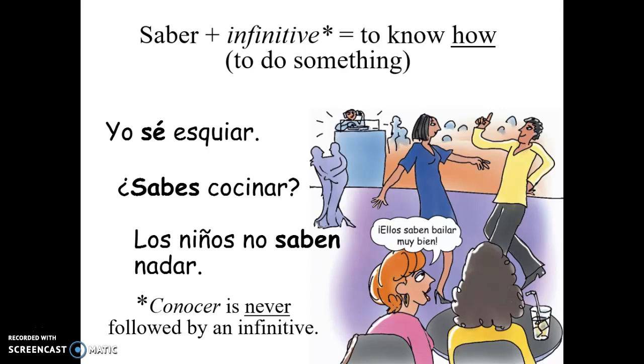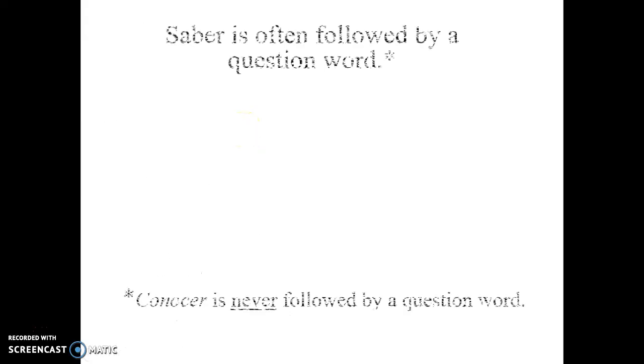Los niños no saben nadar. The children don't know how to swim. And if you look at this picture, the lady says, they know how to dance very well. Note again, conocer is never followed by an infinitive. So anytime you see the verb saber and then an infinitive, you know that it's a how-to statement.